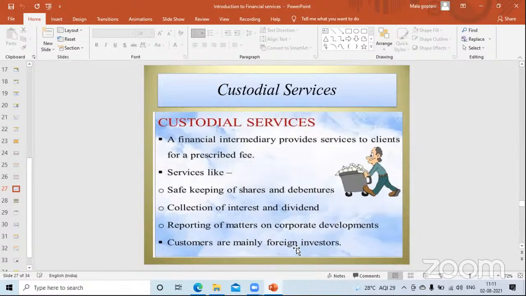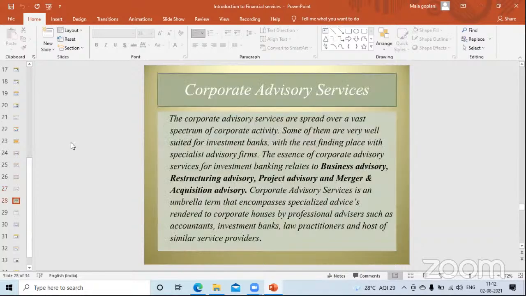So the persons who are foreign investors will keep their shares, debentures, and precious documents with these financial intermediaries, and the service which is given by them is known as custodial services.